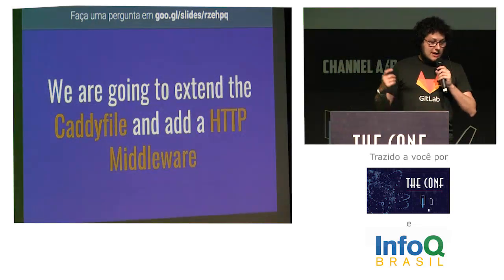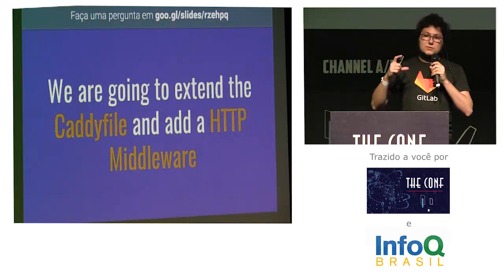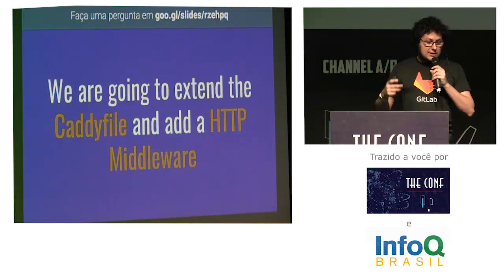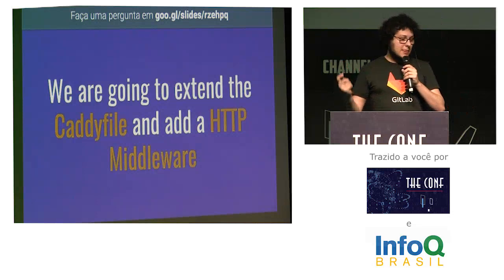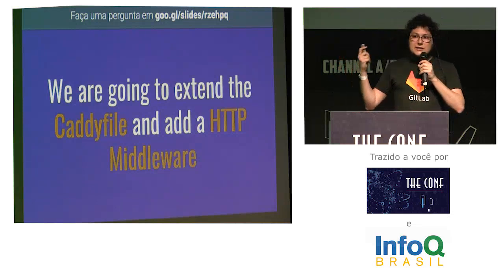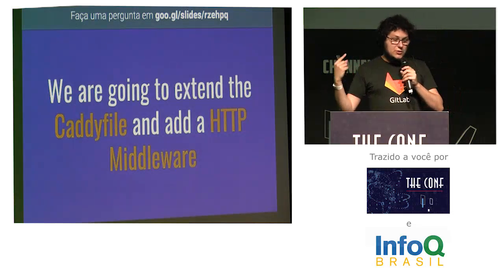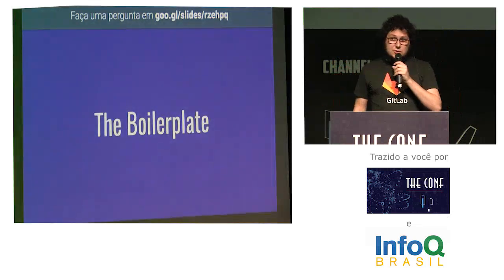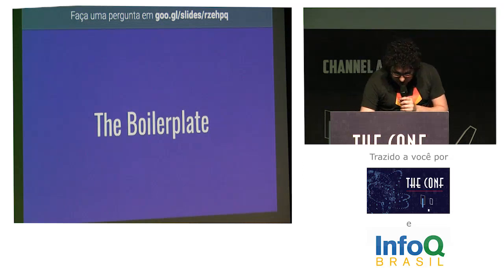We are going to extend the Caddyfile. So we are going to add a new directive. This will enable us to configure our plugin and also implement an HTTP middleware. If you worked with Ruby before, this is like adding a Rack middleware to the framework, but we are doing this on the web server. I will switch now to the code. So we are going to start with the boilerplate. Let me just make the transition here.